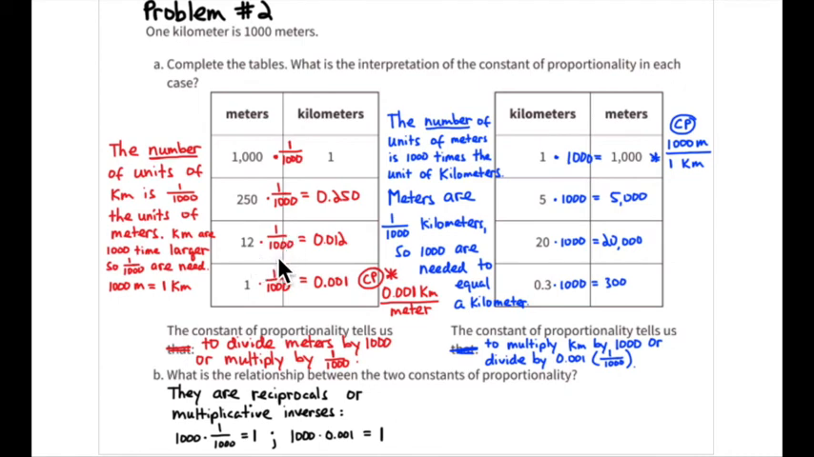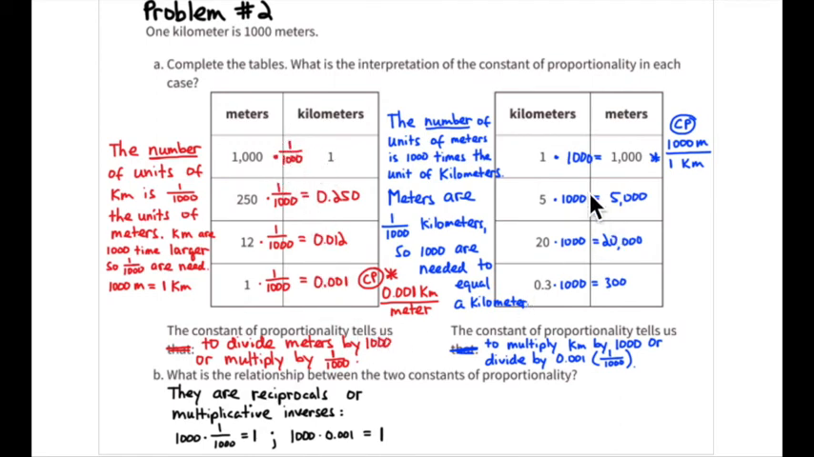12 meters, 1/1000th of 12 is 12 thousandths. 1/1000th times 12. So you're going to divide that 12 by 1,000 or multiply by 1/1,000. So you only need a fraction of a kilometer to equal 12 meters. You need a really tiny fraction of a kilometer to equal 1 meter. You need 1/1000th of a kilometer to equal 1 meter. This is the constant of proportionality, 1/1000th, same as up here, 1/1000th.